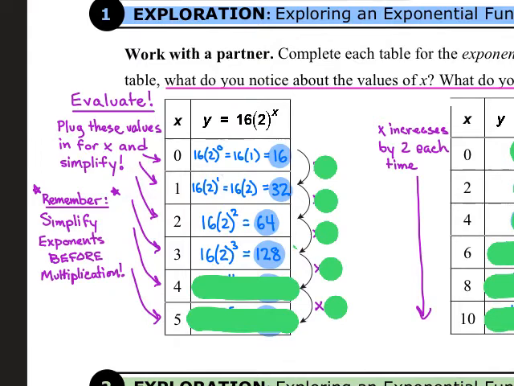Okay, so we've got when x is 3, we raise 2 to the third power. That gives us an 8. 8 times 16 is 128.